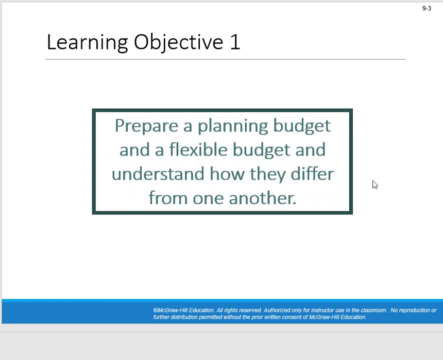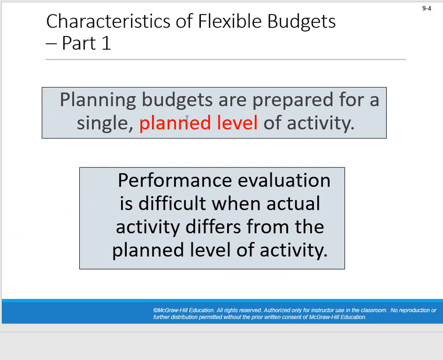So the first thing we need to do is look at our planning budget and understand what a flexible budget is and how they differ from one another. So a planning budget is prepared for one single level of activity. So that's also called a static budget. That's what we did in Chapter 8, was a planning budget. We started with a certain amount of sales, and then the rest of the budget fell in place based on that certain planned level of sales.